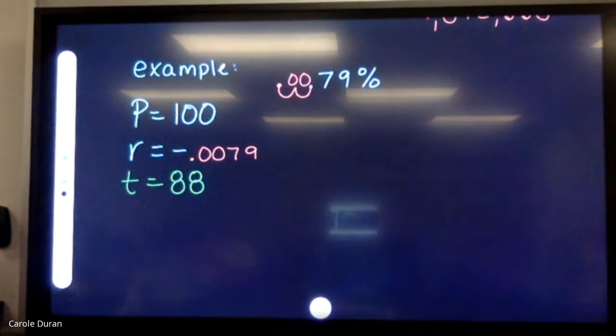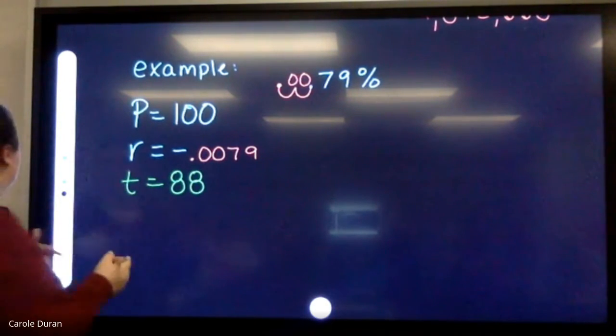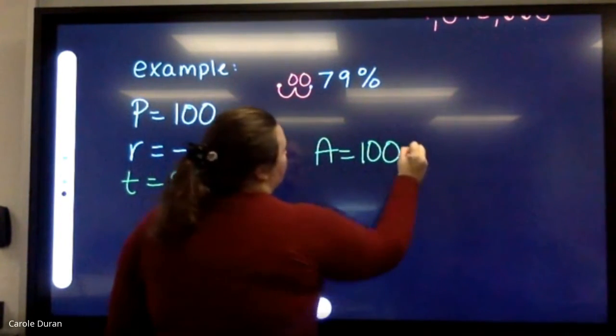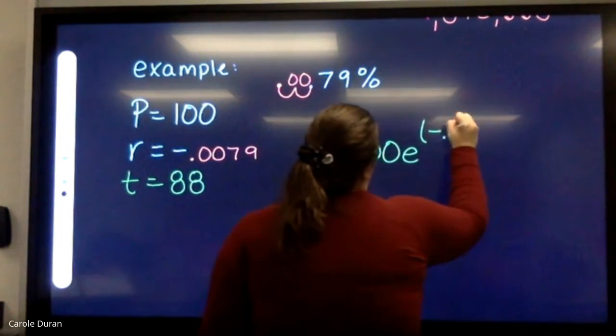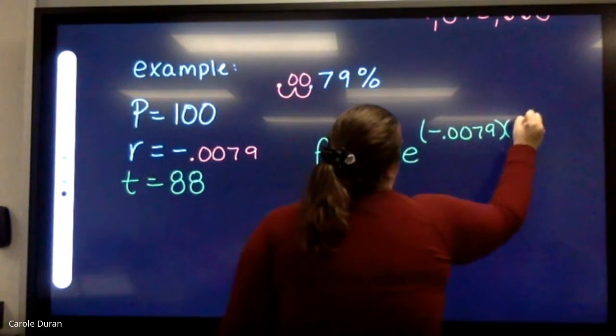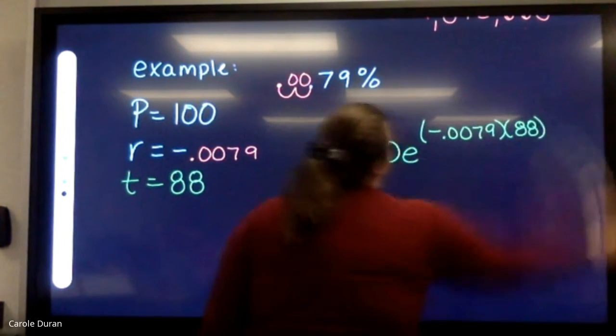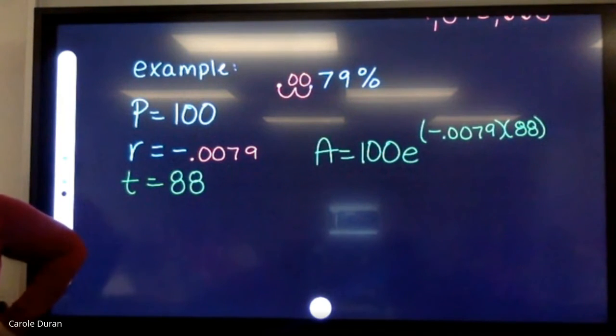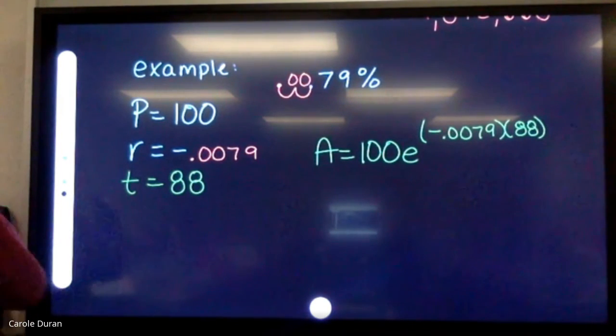So having all of this information, I go ahead and plug it all into my PERT model. So when I do, I get 100 times e to the negative 0.0079 times 88. And then I plug that into my calculator. Once you think you have an answer, just pause, check with your neighbor, and see if you got the same thing.